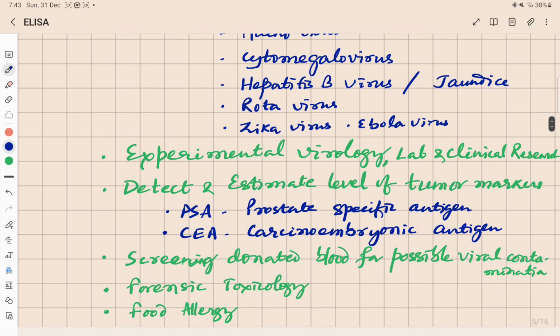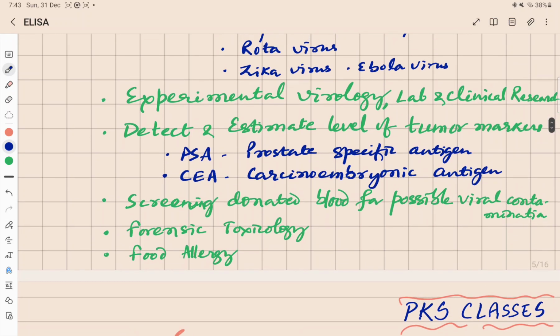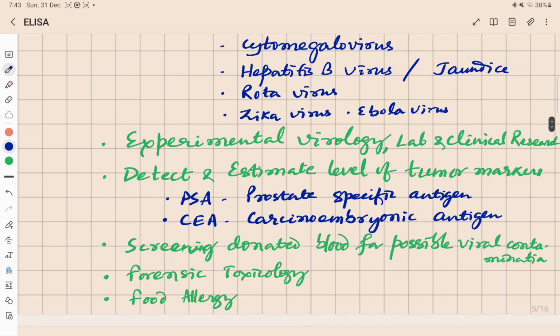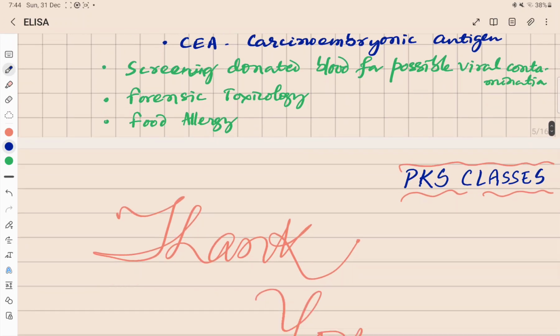We can use them in the laboratory, in clinical research for experimental virology. We can detect and estimate the level of tumor markers, for example, prostate specific antigen, PSA, and carcinoembryonic antigen, CEA. We can use them for screening donated blood for possible viral contamination. Whether a vaccine has been taken or not, that can also be detected. We can use them for forensic toxicology, food allergy. So there are a number of applications of ELISA.